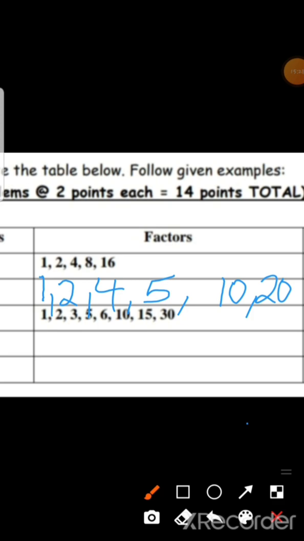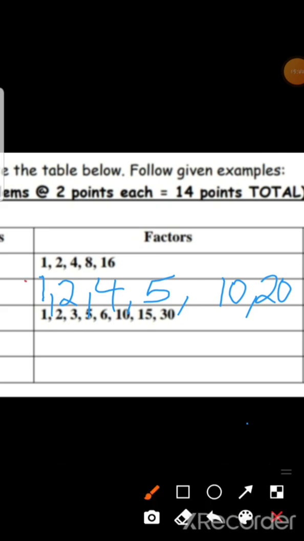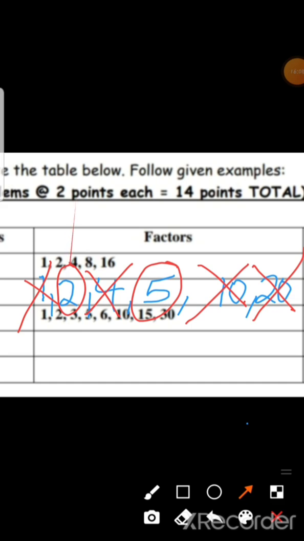Now that you have listed the factors there, you need to look at your answer, boys and girls, and find which ones are the prime factors. Okay? Which ones are the prime factors? Remember that 1 is neither prime nor composite. 2 is a prime number. 4 is a composite number, so we scratch it out. 5 is a prime number, so we circle it. 10 is a composite, so we scratch it out. 20 is a composite, so we scratch it out as well. That means that the only prime factors of 20 will be 2 and 5.